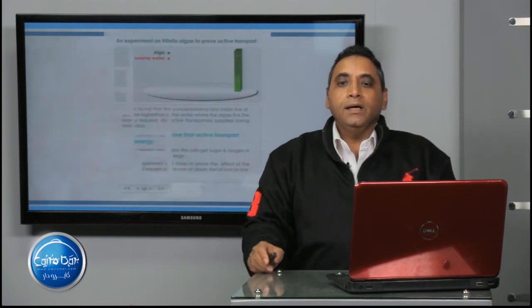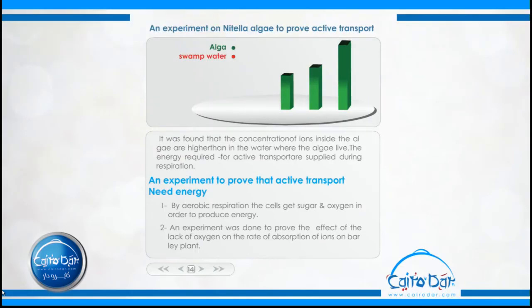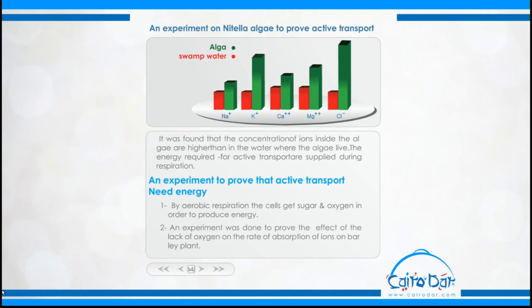So the Nitella algae prove the presence of active transport because of the concentration of ions inside the Nitella algae. As shown in the figure, the concentration of ions inside the Nitella algae, represented by the green column, is higher than the concentration of the same ion in the water where the Nitella algae live. So the concentration of ions inside the Nitella algae is higher than that of the water where the Nitella algae live, and that proves the presence of active transport.